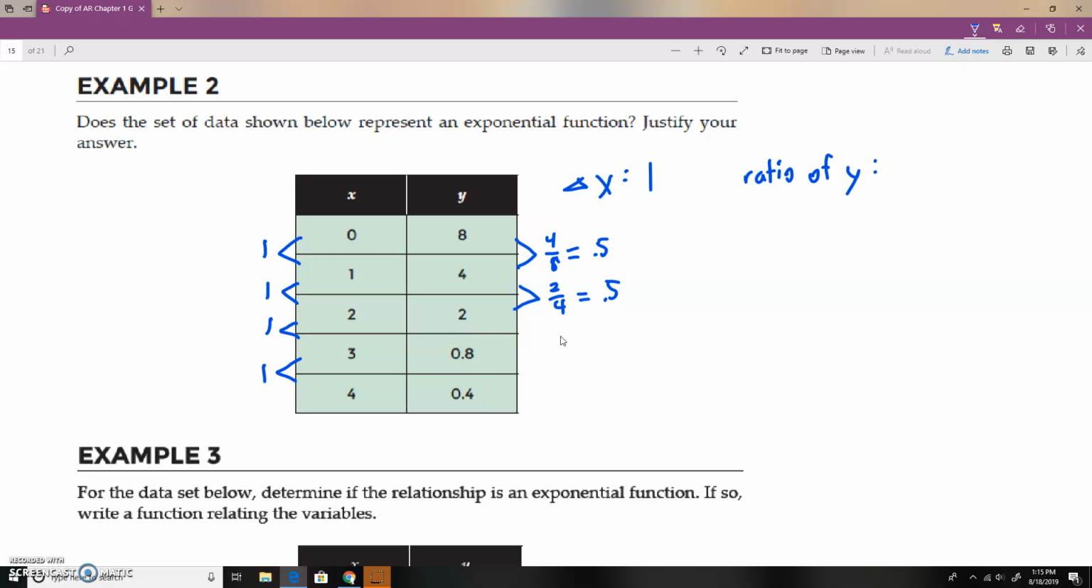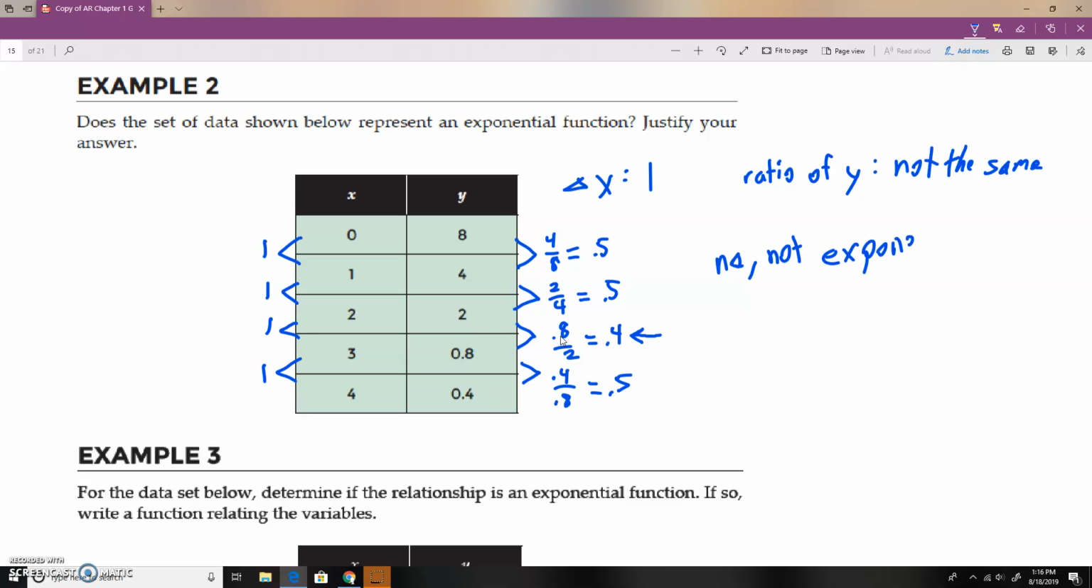And if you need to use a calculator to find these, go ahead and do that. That is not a problem. 0.8 over 2 is 0.4. And 0.4 over 0.8 is also 0.5. Well, if you notice, this value right here is not the same as the rest. So our ratio of y is not the same each time. So we would therefore say, no, it is not exponential.